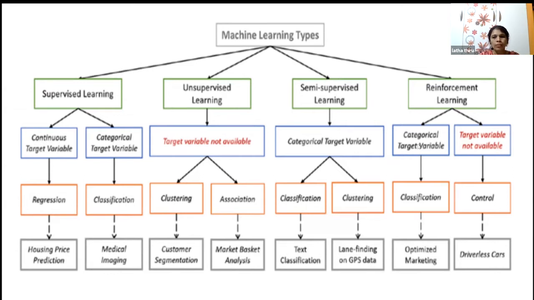And these two, semi-supervised and reinforcement learning, we are not covering basically. Reinforcement learning works based upon rewards and punishments, right? If it is classification, the example given is optimized marketing, and if the target variable is not available, then the example given is driverless cars.